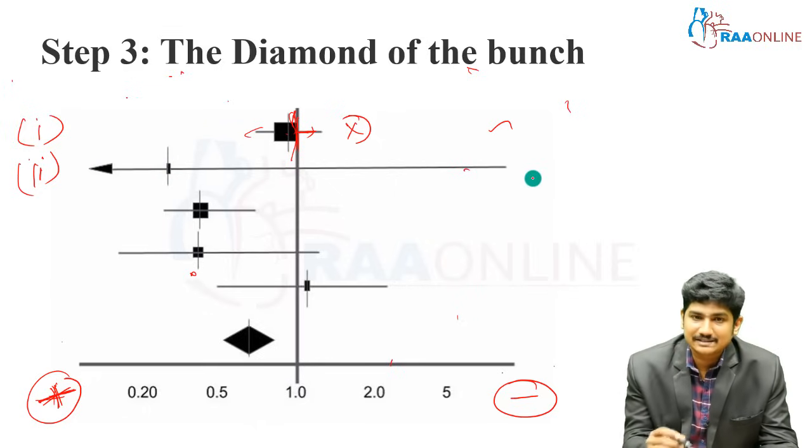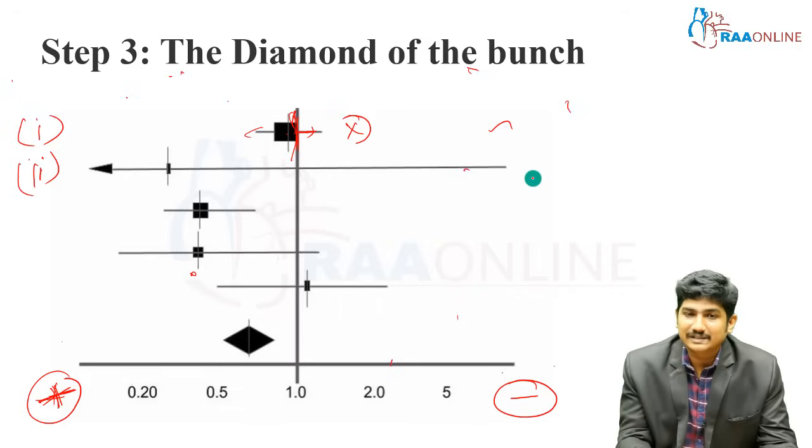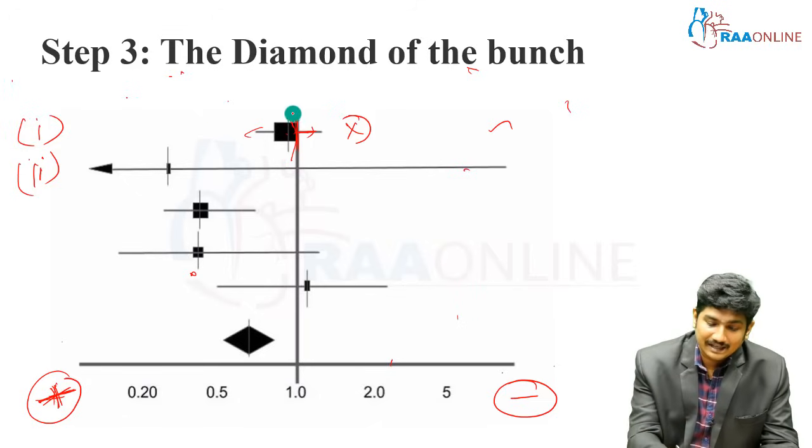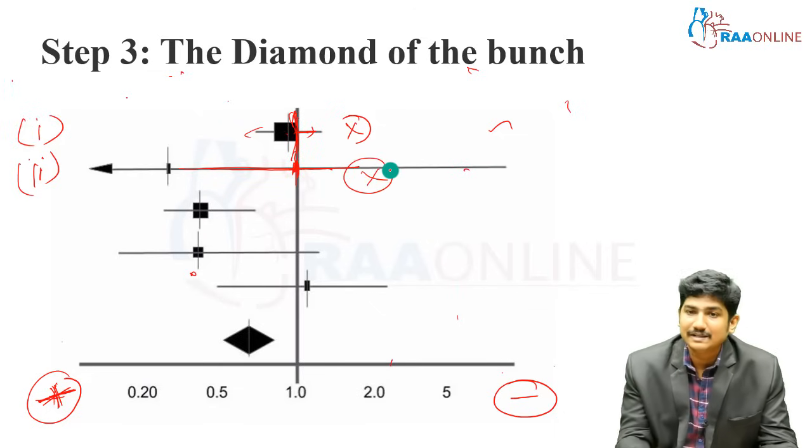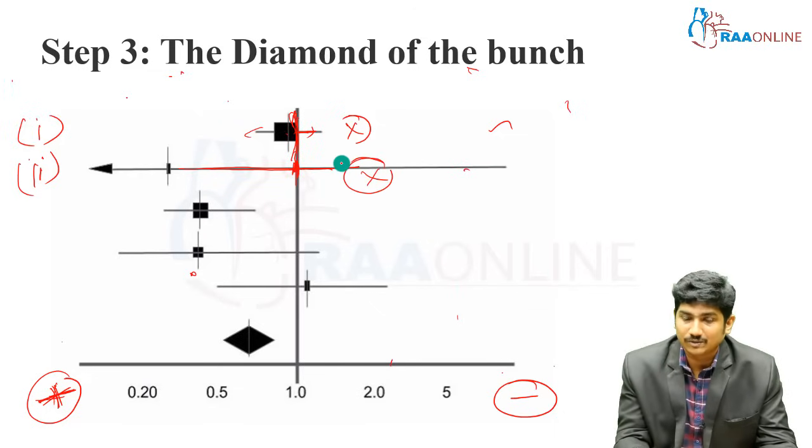So what does this study tell you? Study 2 tells me that it is conducted in a very small group of population and the study results show a positive outcome, but I will not be able to consider this because the null line is still within the confidence interval of the study. So I will not be able to take this up as a significant outcome.